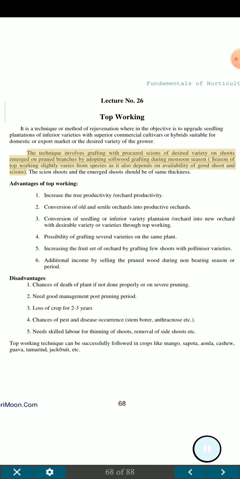The technique involves grafting procured scions of the desired variety on shoots emerged on pruned branches by adopting softwood grafting during the monsoon season. The season of top working varies slightly from species to species as it also depends on availability of good shoots and scions. The scion shoots and the emerged shoots should be of the same thickness.